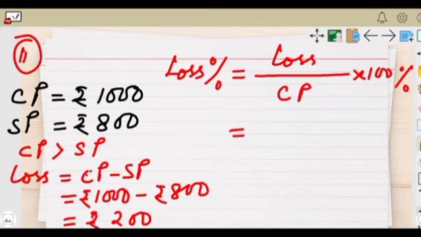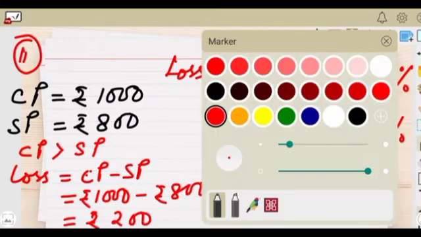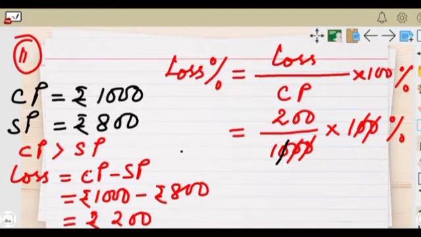So what is the loss? Loss is 200, divided by CP, 1000, into 100. So when you calculate, you'll be getting a percent only. So let us cancel now. 0, 0, 0, 0. And then we'll cancel like this again. This 0, this 0 cancel. So we get here 20%. So here the loss percent is 20%.